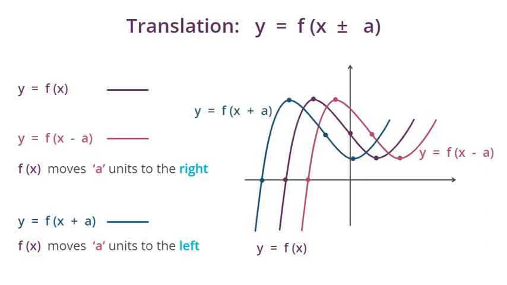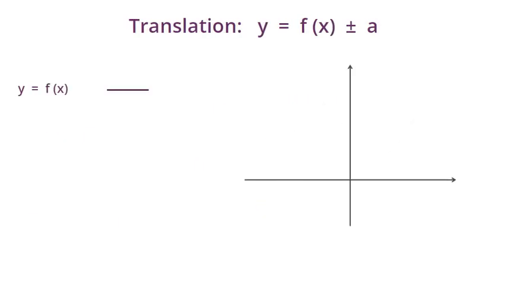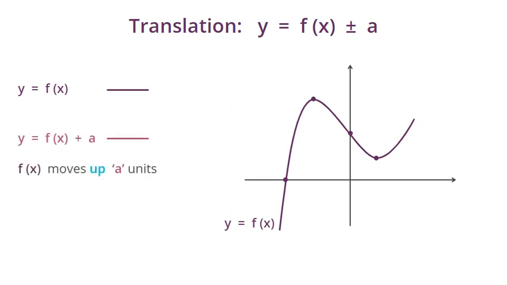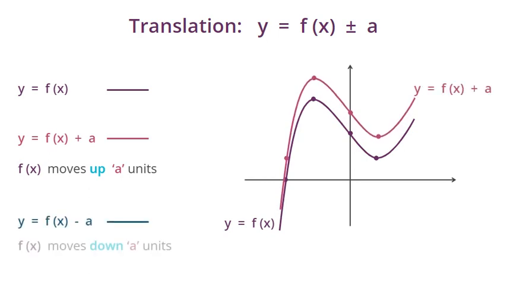If the transformation is inside the brackets, with the x expression, then the translation is along the x-axis. If the transformation is outside the brackets around the x expression, then the translation is along the y-axis.